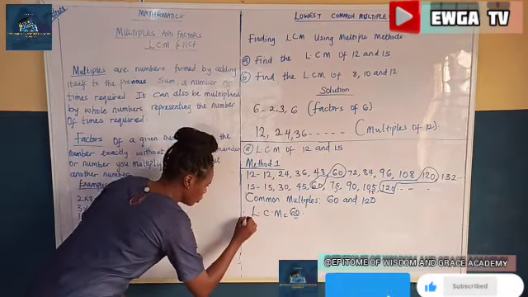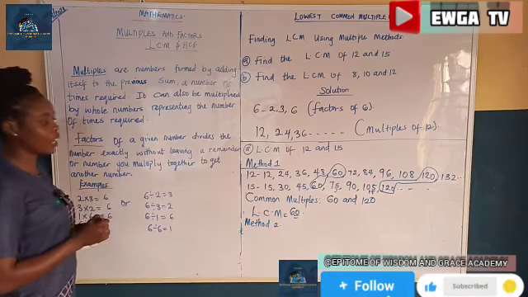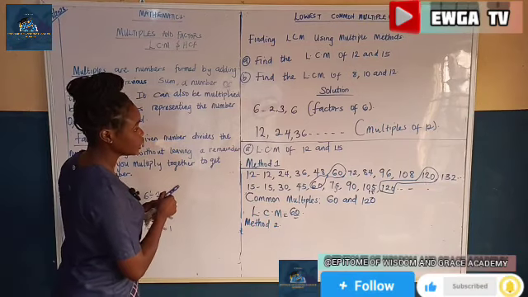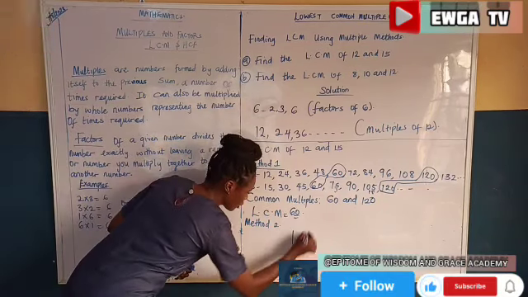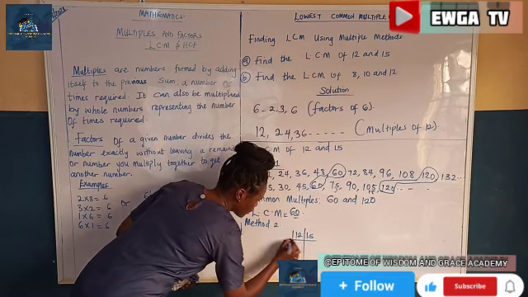Now the method 2. Okay, we have the next method actually. Still on the first question rather. We're looking for the LCM of 12 and 15.